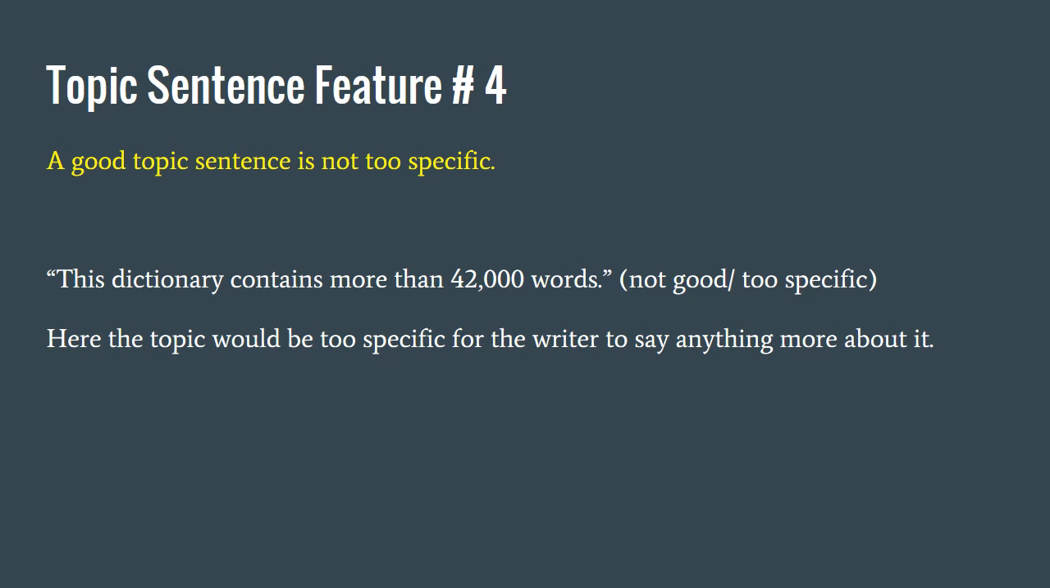Okay, let's move on to topic sentence feature number 4. A good topic sentence is not too specific. Alright, let's give you an example. This dictionary contains more than 42,000 words. Wow, that's not good. It's way too specific to start a whole paragraph about it. So, avoid specific facts and details. Let's move on.